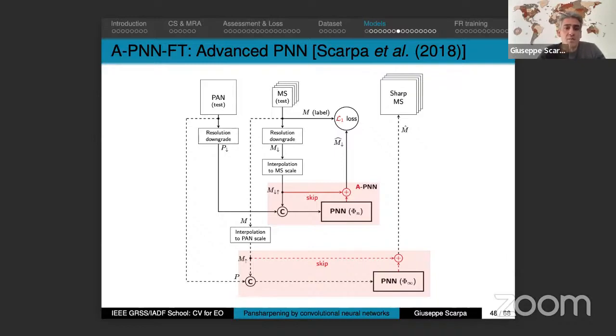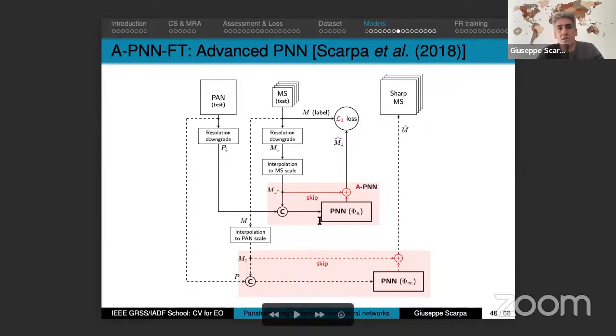Well, this scheme, of course, is general and can be applied to any CNN model. But of course, it is more suited for relatively small networks to satisfy memory and time constraints during the tuning phase. So that has to take just maybe a few minutes, but not more than that.